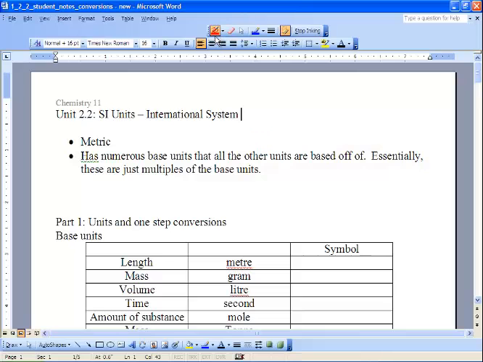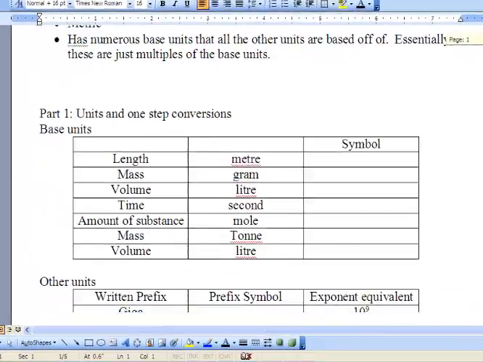Today we're going to be covering the international system. This is the metric system, and we're going to be doing conversions. Now conversions are based on these base units in the international metric system, and all the other units are based off of these. So essentially they're just multiples of our base units.